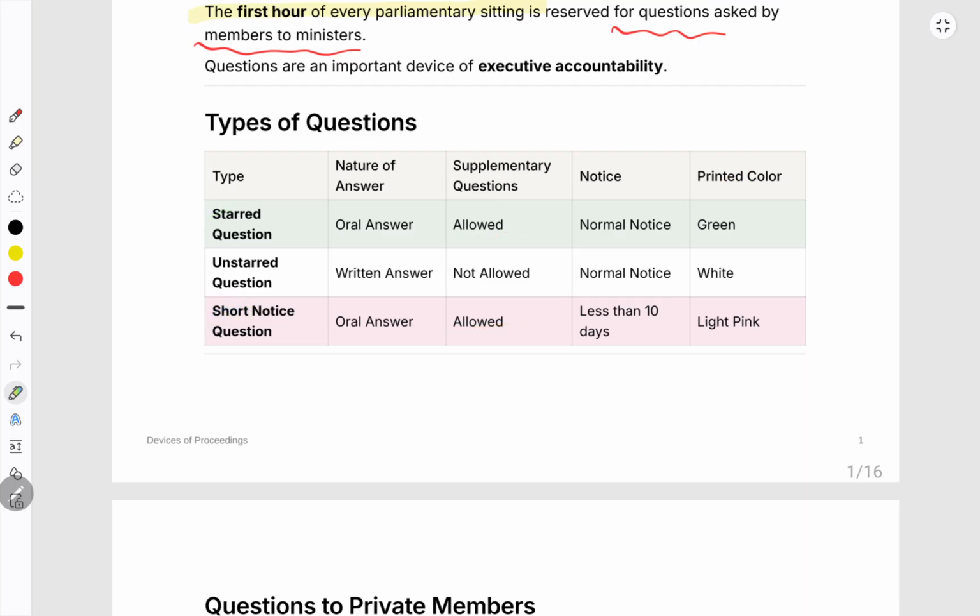ठीक है, so ये जो questions का color है ना, when this is printed, this starred question is printed in green color, right, and जो short notice का question है, that is printed in light pink color. And short notice question, this is given in less than 10 days of notice, right? Another type of question which is unstarred question, this is printed in white color but this requires a written answer. इसमें written answer required है, therefore supplementary questions cannot be asked in this. Okay, so keep this three in mind.